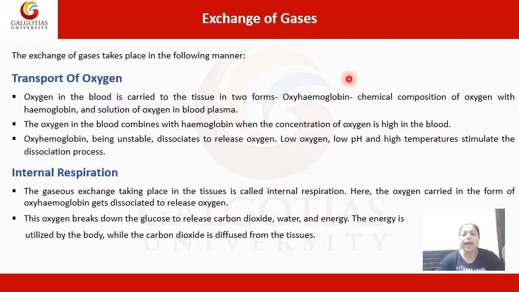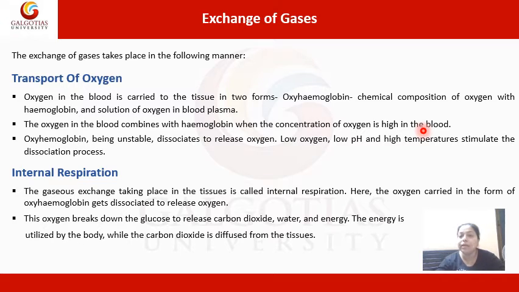Now let's have a look at how the exchange of gases prominently takes place during the process of respiration. The exchange of gases takes place in the following manner. First, let's talk about the transport of oxygen. Oxygen in the blood is carried to the tissue in two forms. What are the two forms? They are oxyhemoglobin, the chemical combination of oxygen with hemoglobin, and the solution of oxygen in blood plasma. The oxygen in the blood combines with hemoglobin when the concentration of oxygen is high in the blood. So oxyhemoglobin is a complex formed by the combination of oxygen with hemoglobin.